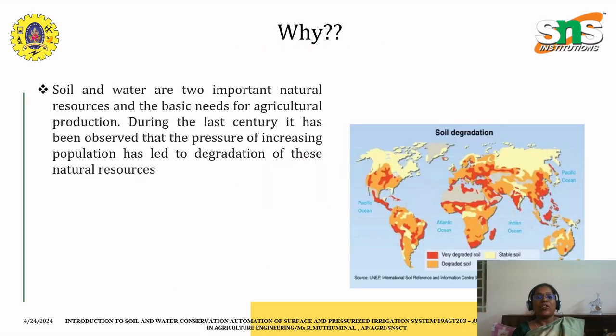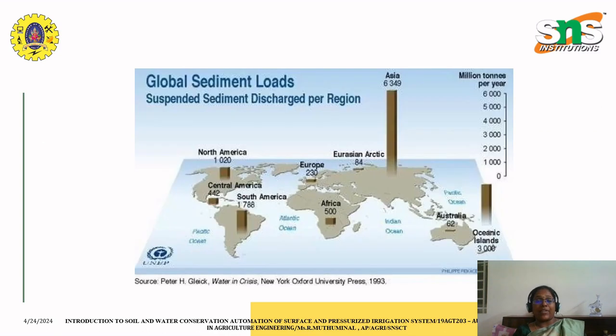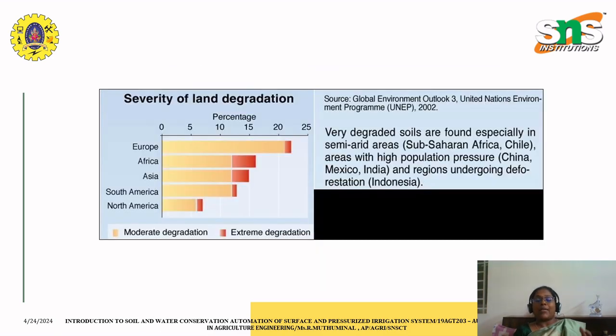the impact of soil and water resources degradation, why we have to conserve them, what happens if soil erosion takes place, how it affects globally, and how much sediment discharge is available as global sediment loads. Today we'll see the continuity of them and how we can automate the irrigation processes.